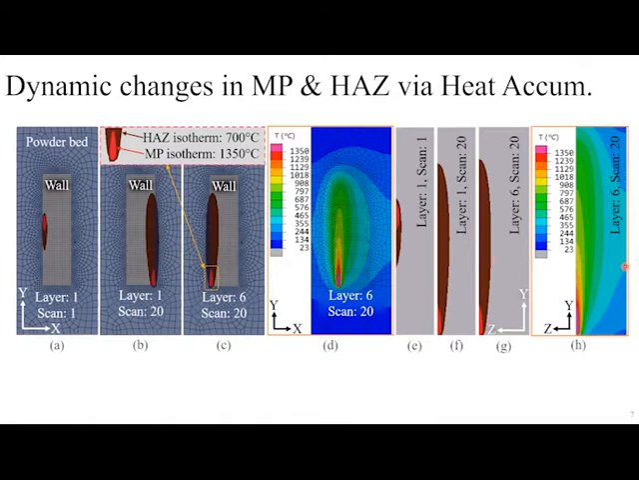And then again, the final right image is just the same thing, layer number six, scan number 20, but with the full temperature contour plotted. So there's clearly asymmetry and heat accumulation in this. This is for SLM, of course, but it's even more a problem in powder-based DED.